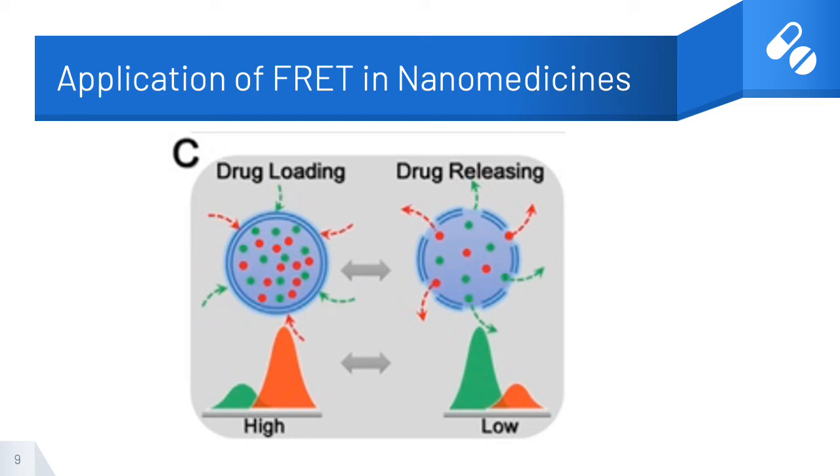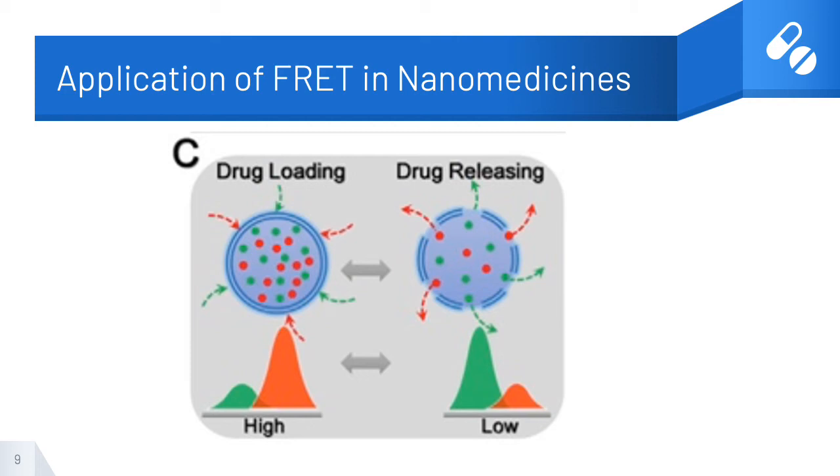The figure that I chose here shows that enhanced FRET efficiency readings on a graph would represent the successful loading of a drug. And then in the second picture on the right, reduced FRET efficiency represents the release of the drug into the body. So when a drug is loaded, molecules are very close together, which results in an enhanced FRET efficiency.